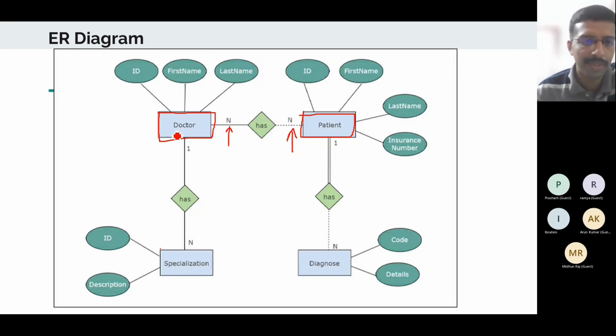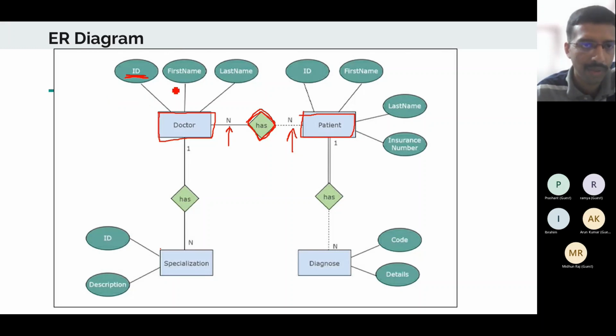So this relationship is actually many to many. That is, any doctor can have many patients and any patient can have many doctors. And this diamond in between is the relationship: a doctor has a patient, or the other way, a patient has a doctor. So now coming to attributes, the doctor's attributes are ID. ID is the primary key. Attributes are usually denoted inside ovals, and the primary key is usually denoted with an underline. So ID is a primary key, then maybe first name, last name.